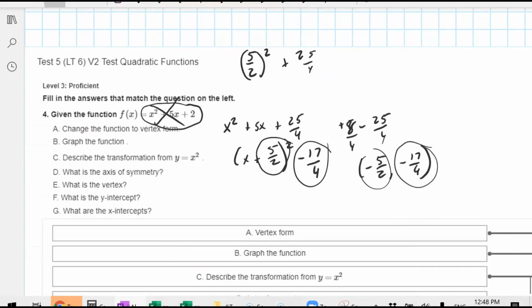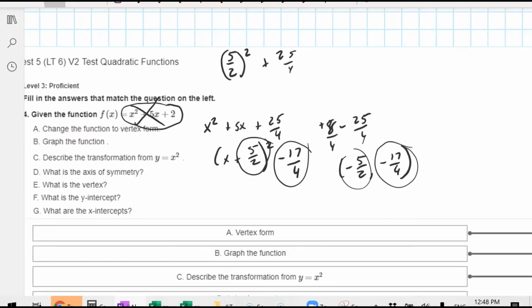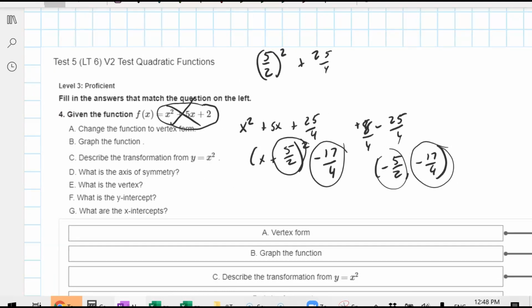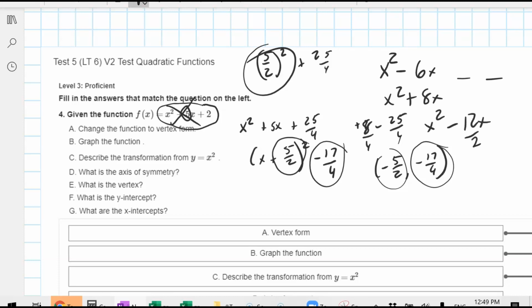But nobody tried it, so I guess it doesn't matter that much. On the final, I'm not going to give a number that's odd here, because every time that's odd, you're going to get a fraction. So I'm going to give something like x squared minus 6x, blah, blah, blah. X squared minus 12x. Those are totally doable. Take it, divide it by 2, you get 6. You square it, you get 36.